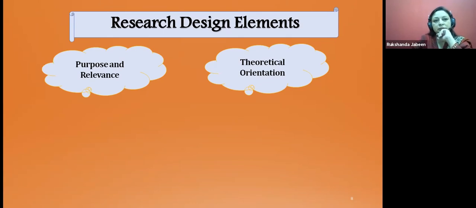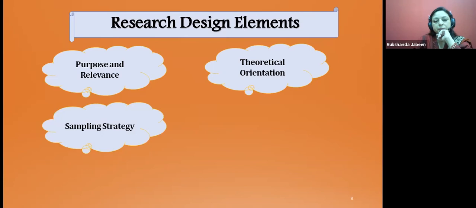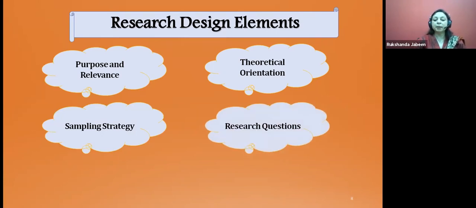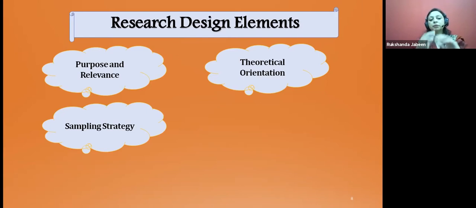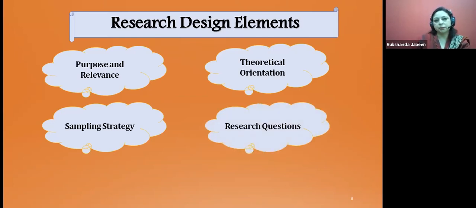Then comes the sampling strategy. What sampling is being used while you are conducting research, whether it's purposive, random, or a combination of random or non-random strategies? What is the strategy? What is the method that you're applying? What is the approach? What is the direction that you're using for sampling strategy?